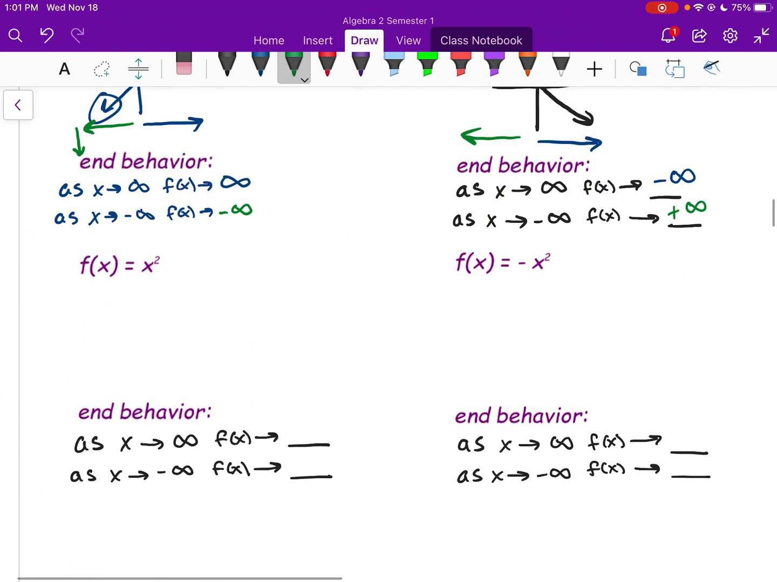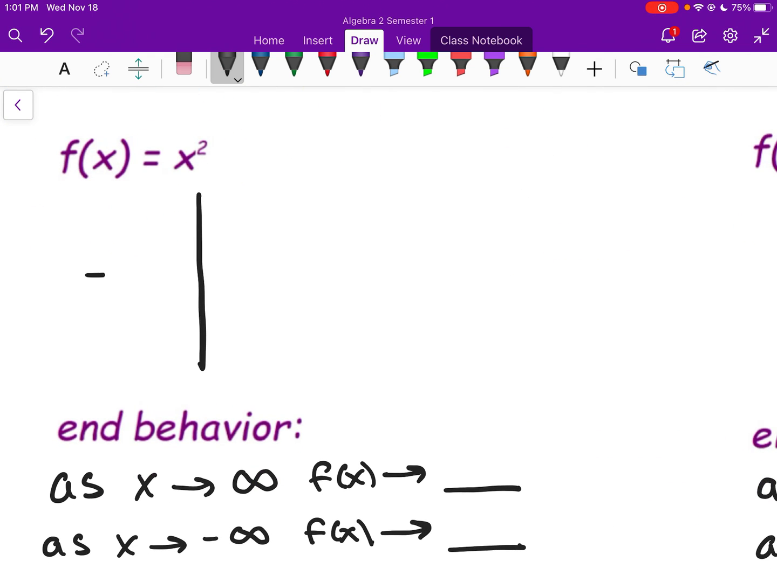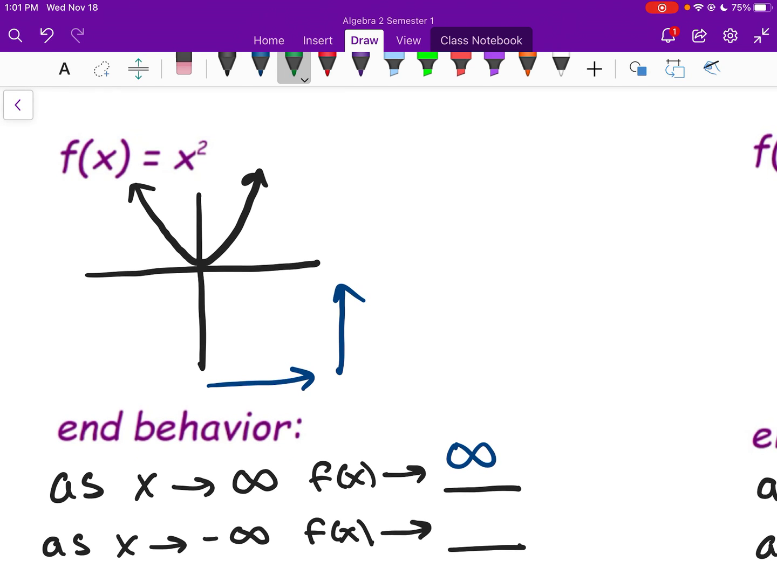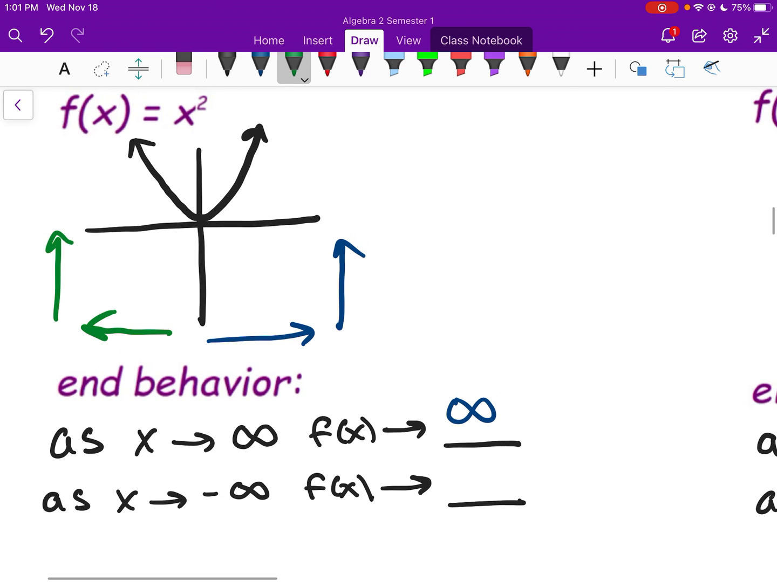Now f of x equals x squared. Those are parabolas, our quadratic functions. Okay, positive a value there. So we got a parabola that opens up. Now, again, as x approaches infinity, as we are going right, the graph is going up, so we are approaching positive infinity. As we go left, or as x approaches negative infinity, it is going down, oh, sorry, not down, thinking linear. We're going up, so we get positive infinity.